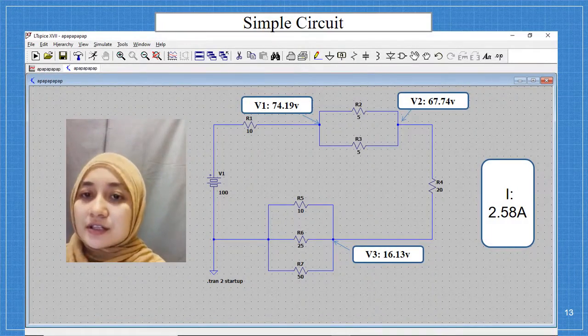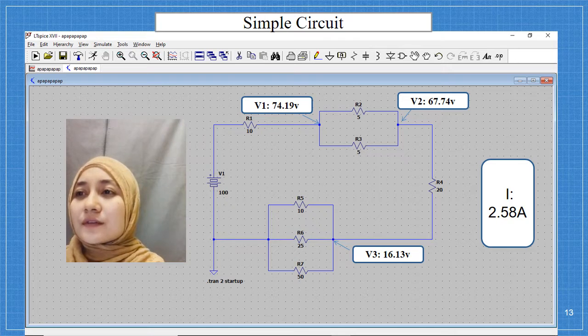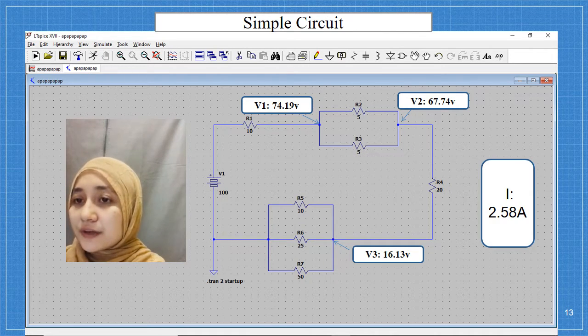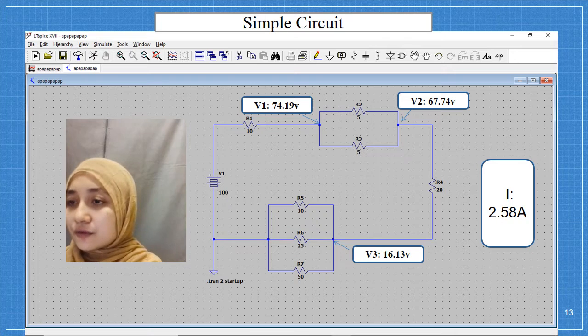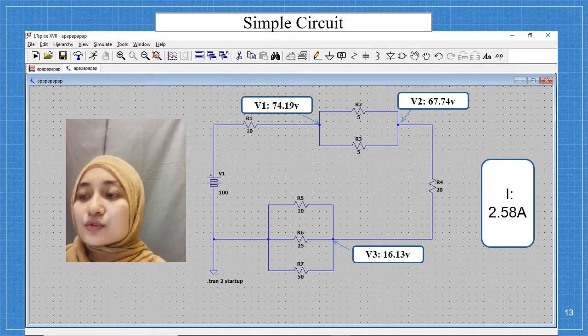About the simple circuit. Okay, for the simple circuit, voltage 1 is 74.19 volts, voltage 2 is 67.74 volts, voltage 3 is 16.13 volts. The voltage across R1 is 25.81 volts and R4 is 51.61 volts. So I will explain that the current used in the simple circuit is 2.58 amperes.